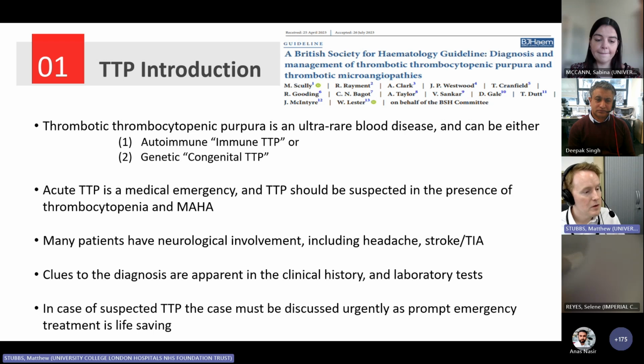And the reason why this is so important, and why it should be promptly investigated by a blood film and discussion with the haematologist, is that the emergency treatment is life-saving for these patients. Without prompt and appropriate treatment, there are high rates of mortality in TTP patients. But fortunately, with appropriate investigation and management, particularly with plasma exchange, current mortality rates in the modern era are very low.